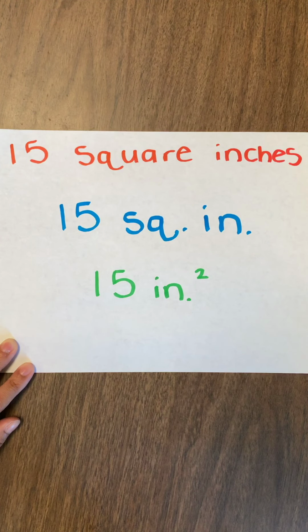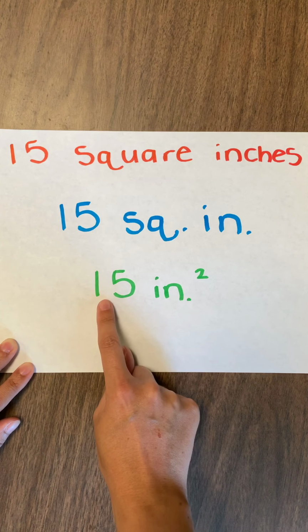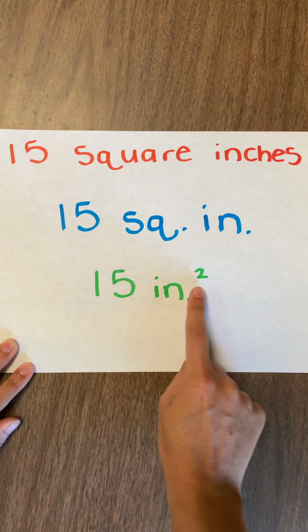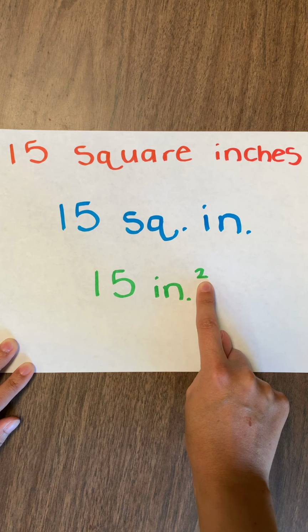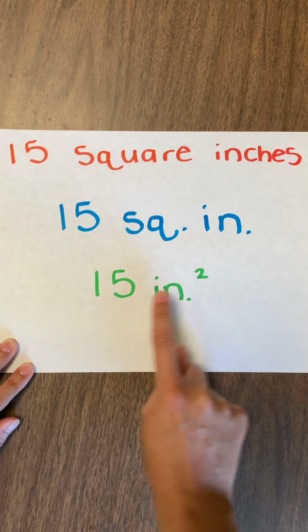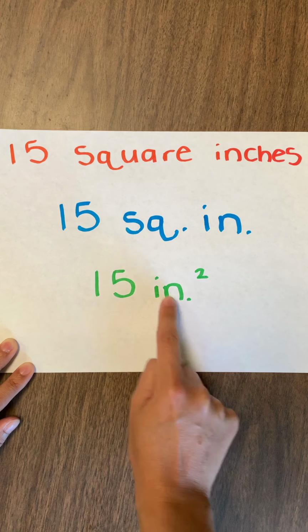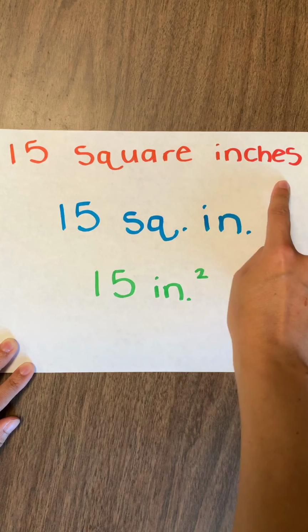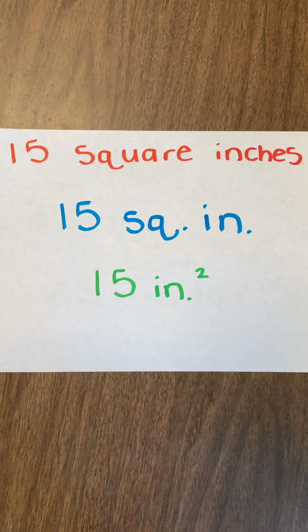There's another way that's even quicker, which looks like this. This is still read as 15 square inches. Remember when we talked about that exponent unit, it can also be read as squared? So this is still the same thing, 15 squared inches. It's the same as this, it's just a lot quicker to write it this way. So today, when you're working on your problems, I will let you choose which way you want to write the answer.